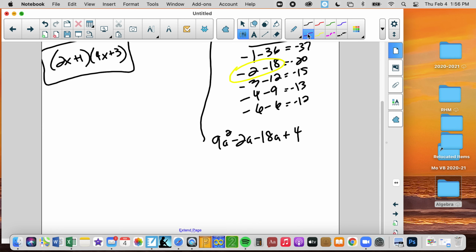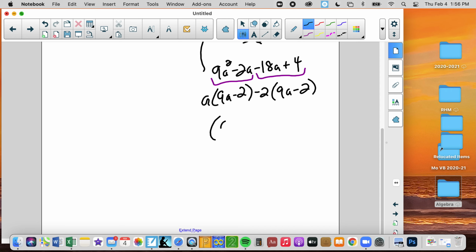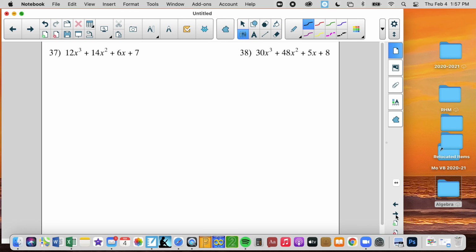I'm going to group. I'm going to factor out an a, only an a. That gives me 9a minus 2. I can't factor out a 4, so I'll just factor out a negative 2 from those two terms. That leaves me with 9a minus 2. So my answer is going to be (9a minus 2) times the quantity (a minus 2). I like that one. That was one of the better ones. If you can get that right, you're looking pretty good.